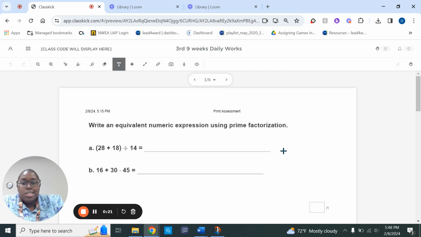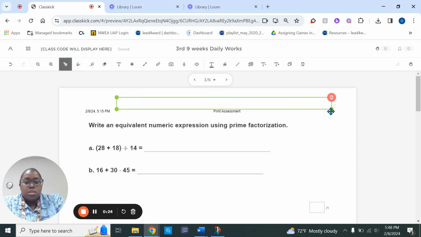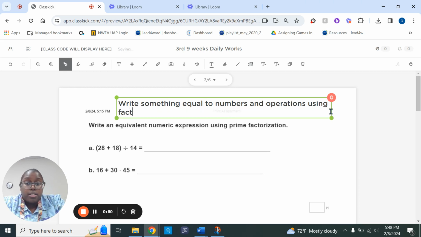So once again, let's break down what we're looking for. We need to write, write is right. Equivalent, so write something equal to. Numeric expression, numbers and operations, using prime factorization, so factors that are prime numbers. So write something equal to numbers and operations using factors that are prime numbers.